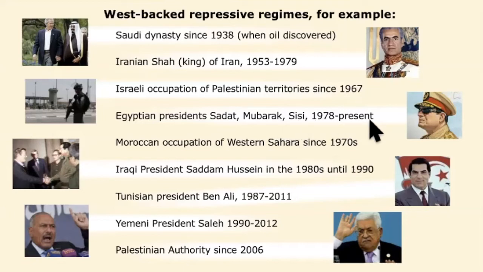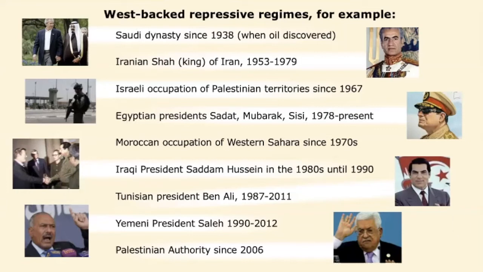In Egypt, ever since President Sadat into the presidency of Mubarak and the current President Sisi, these presidents have all enjoyed lots of support from Western countries. At times, these presidents were deeply unpopular and would have fallen if it were not for the support of the West. To this day, Egypt is the second largest recipient of US aid after Israel. The Moroccan occupation of Western Sahara has been supported by Western governments since the 1970s, against the wishes of the people of Western Sahara. In Iraq, before we were opposed to Saddam Hussein, he was our ally in the region. Here in this photo, Saddam Hussein is shaking hands with Donald Rumsfeld in the 1980s.